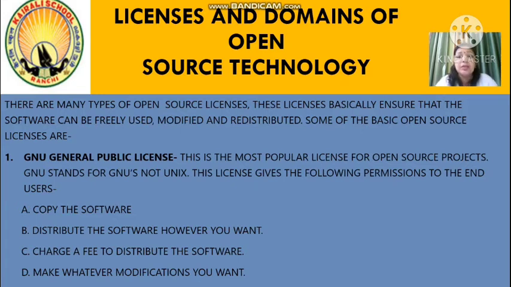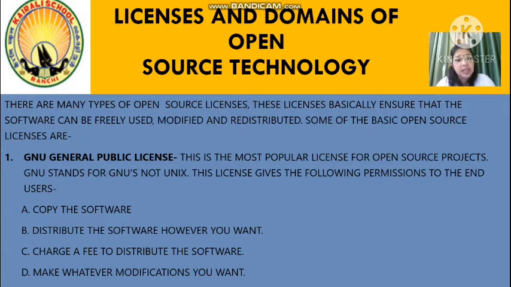Basically, you first try to understand what a license is. It is an agreement between the developer of the software and the end user. End user means the people who are going to use the software once it is released in the market. What type of permissions and what type of restrictions they are going to impose on their software once it is released, those terms and conditions are given in these licenses. So the first one, as I told, is GNU General Public License.